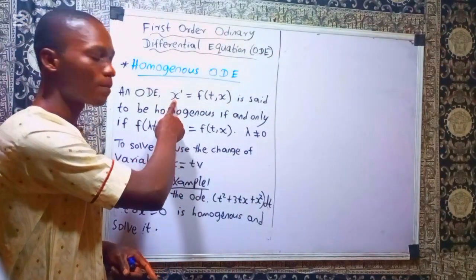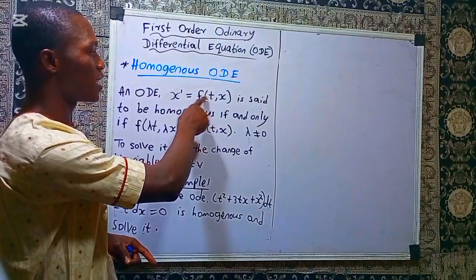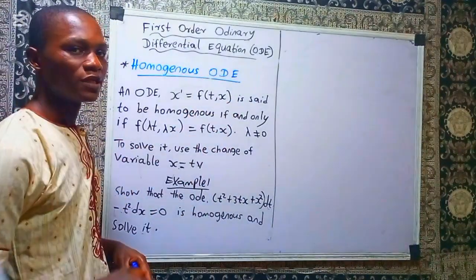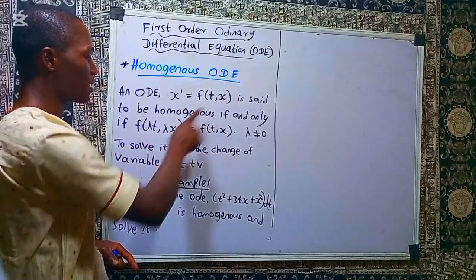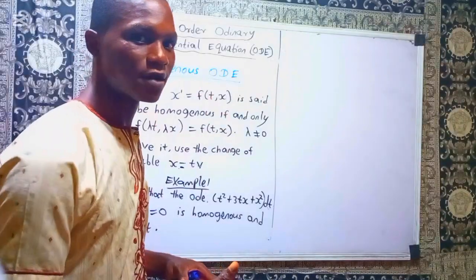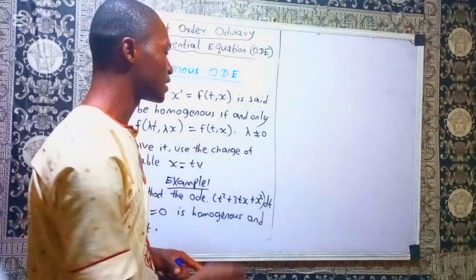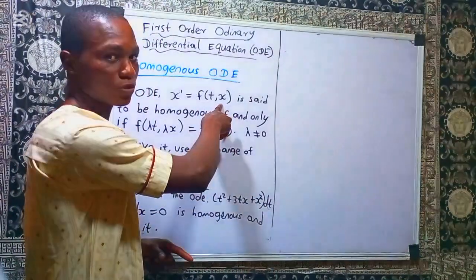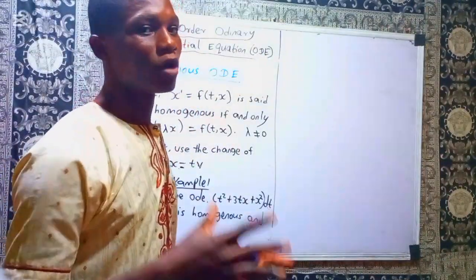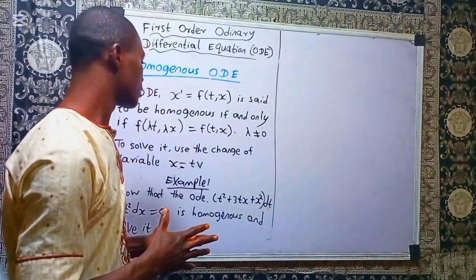the subject of the formula. Then if I make this first derivative the subject of the formula, I will now have my f of t comma x. Now, if I replace t with lambda t and replace x with lambda x in my ODE and simplify, and the lambda cancels out and I get back my original expression, my original ODE, then this ODE is said to be what? Homogeneous. But if the lambda did not cancel out to get back your original ODE, then it is not homogeneous.